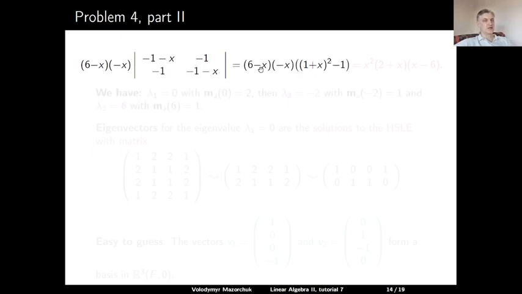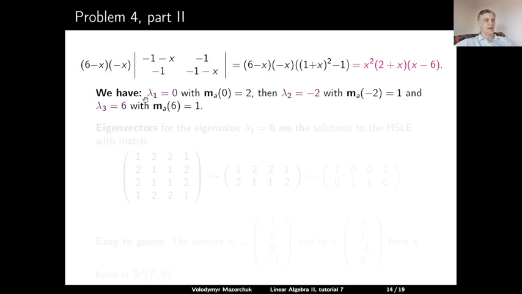So this is equal to 6 minus x times 1 plus x squared minus 1, which is x squared times 2 plus x times x minus 6. So we have 3 eigenvalues. The eigenvalue lambda 1, which is equal to 0 with algebraic multiplicity 2. The eigenvalue lambda 2, which is equal to minus 2 with algebraic multiplicity 1. And the eigenvalue lambda 3 equal to 6 with algebraic multiplicity 1.